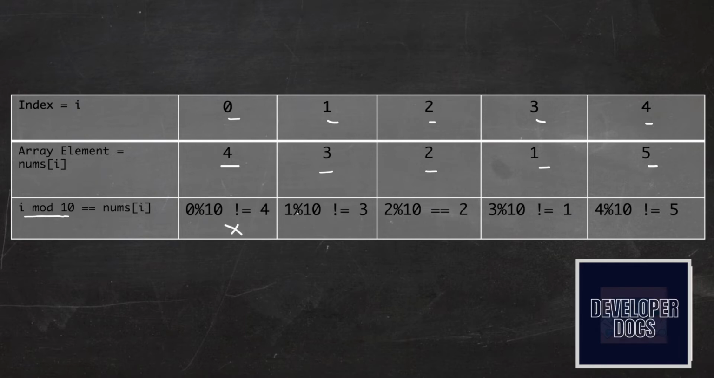So we do not take this element into consideration. Now for this, 1 modulo 10, because 1 is the index position for this array element, is not equal to 3, so we do not consider this element. 2 modulo 10 is equal to 2, which is equal to the array element 2, so this we consider as the answer. Now that we found the answer, you don't need to proceed for the rest of the array elements, because we need to find the smallest index, and the rest of the indexes 3 and 4 are greater than the target answer, that is 2, so we don't need to continue. So 2 will be our answer for this question.